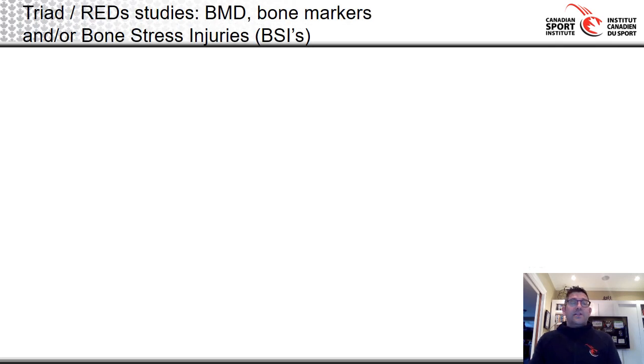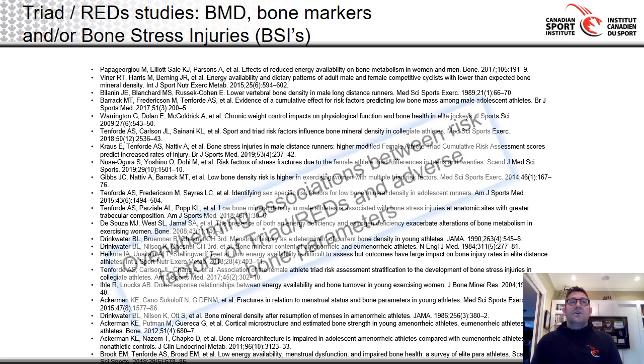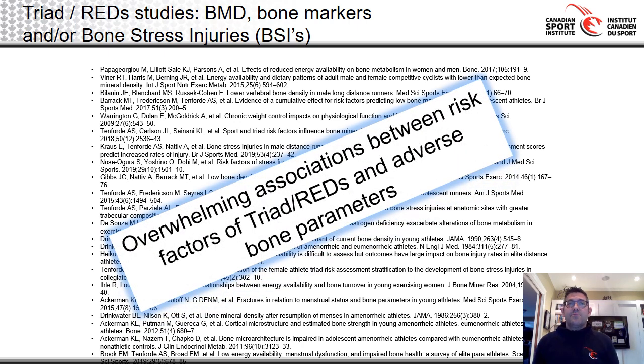And I just want to highlight that whether it's the female athlete triad or the relative energy deficiency in sport studies, and this is just part of the studies, all the studies, there is an overwhelming association between risk factors of REDS and triads, so underfueling, and adverse bone outcomes, whether it's bone mineral density or just straight up bone stress injuries and stress fractures. If anything in the literature, this association is incredibly strong.